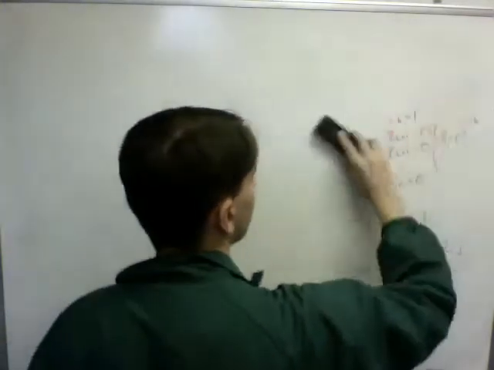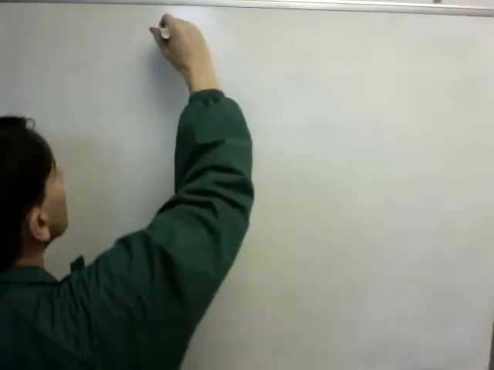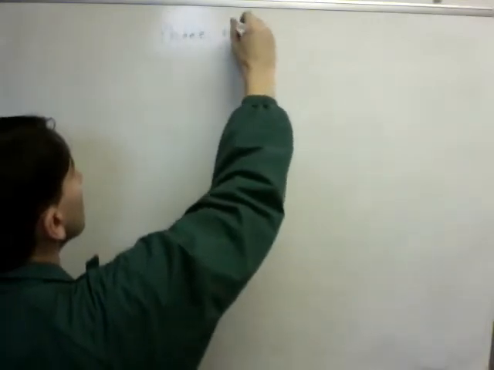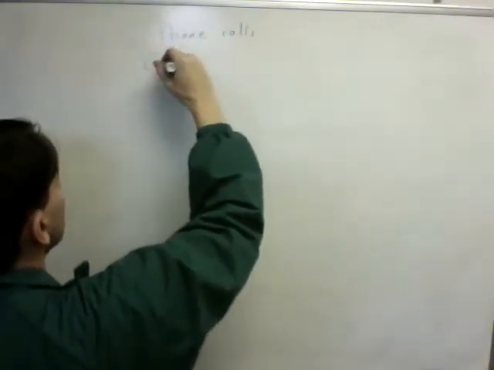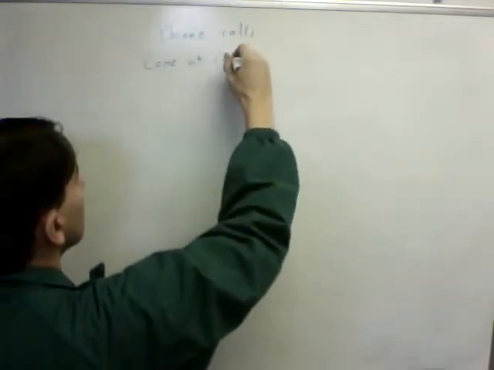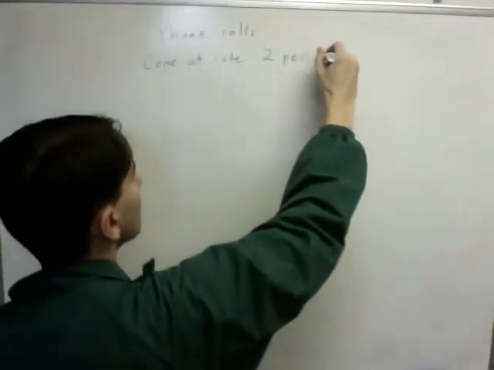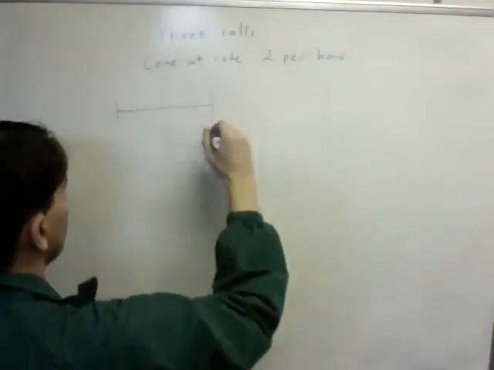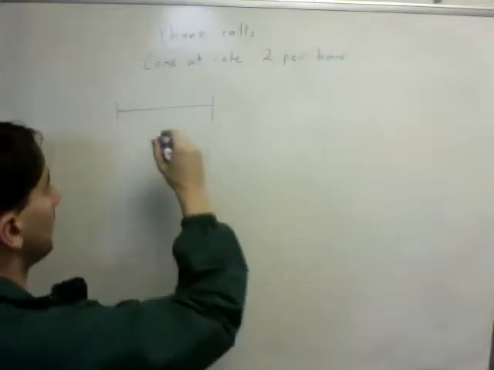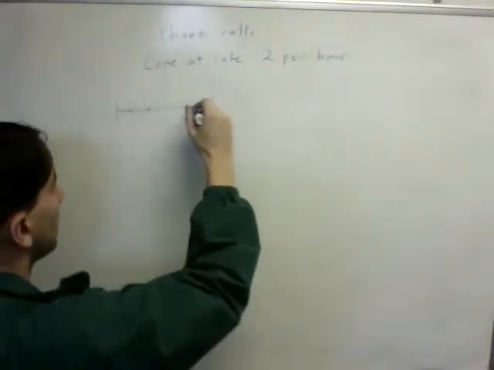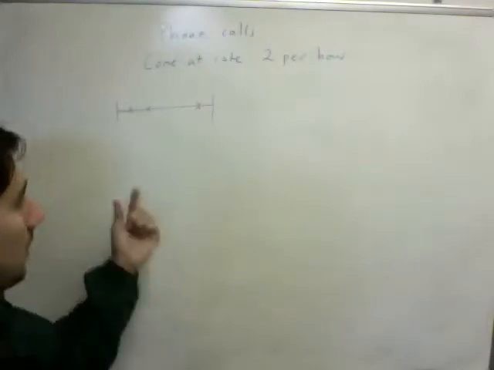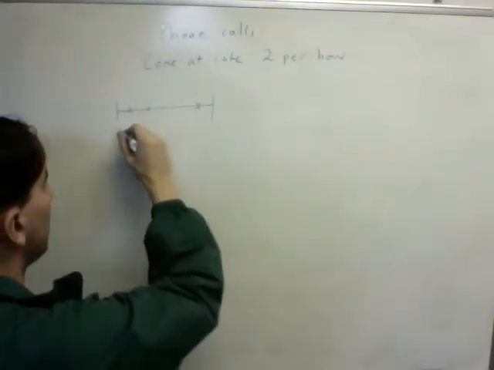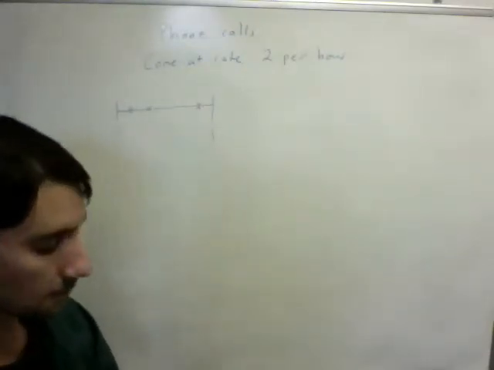Now suppose that we're also modeling something like maybe phone calls. So maybe they come at rate 2 per hour. How could we visualize how many phone calls we get in 1 hour? Maybe the phone calls come at these times, so they could come at any time, and it's from 0 to 1.